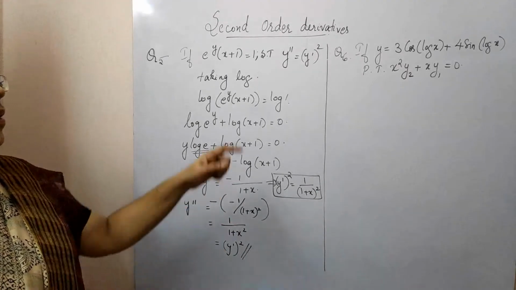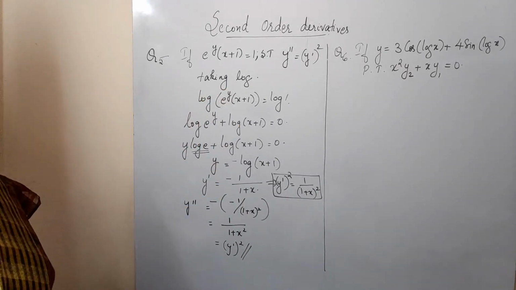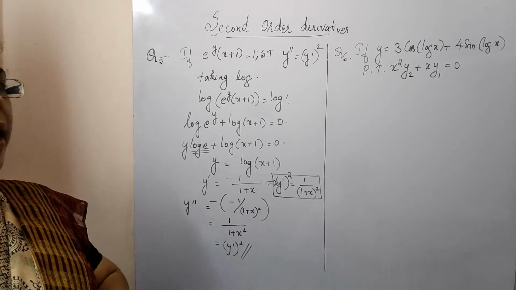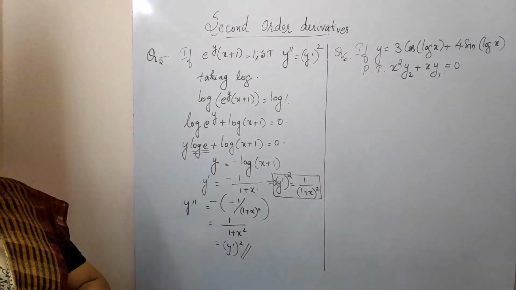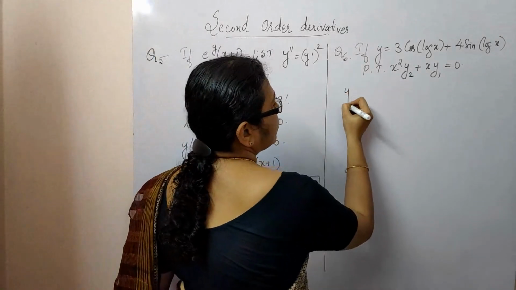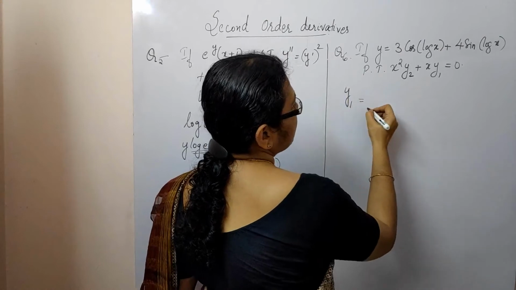Yes. Now, I move on to the next question. That is, if y is equal to 3 cos log x plus 4 sin log x, prove that x square y2 plus x y dash is equal to 0. So, what is y dash? Y dash, or here in the question it is y1. Y1 is equal to what?